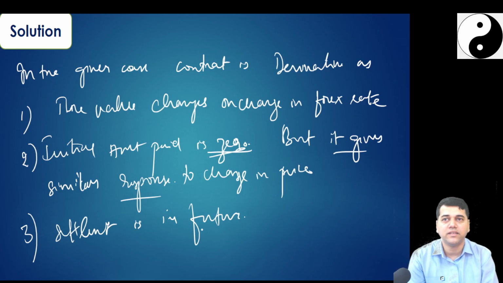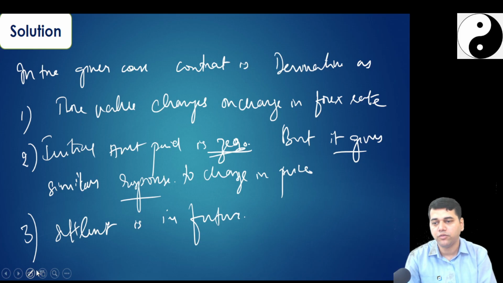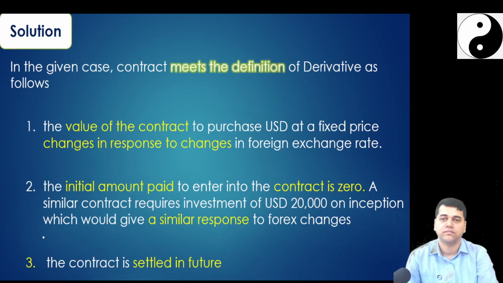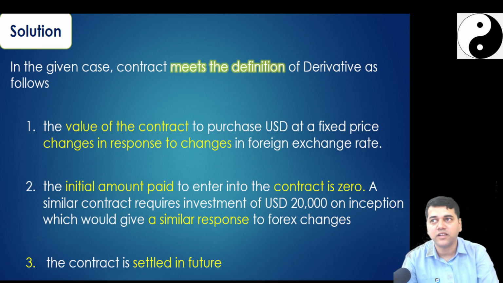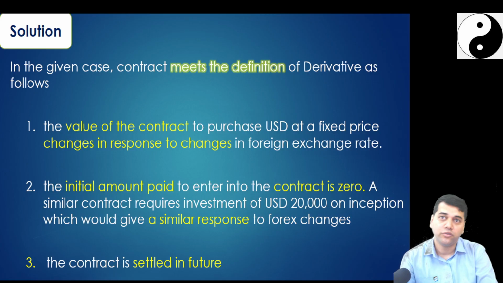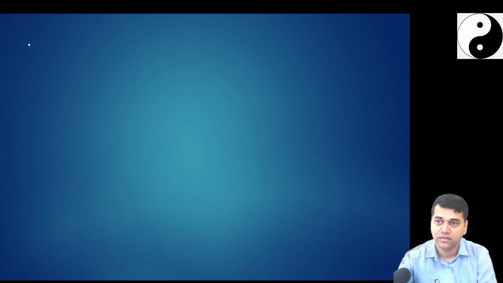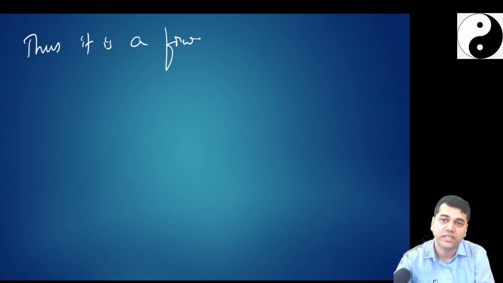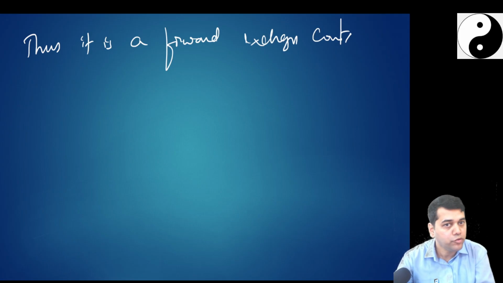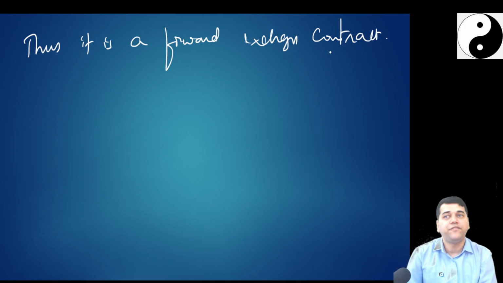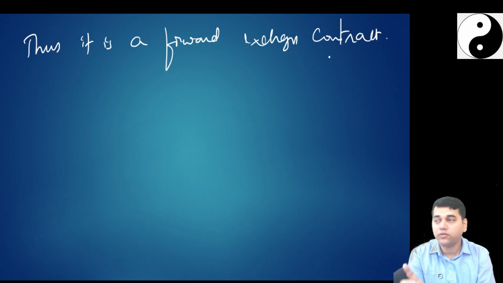So first you explain that this is a derivative contract. This meets the definition of a derivative contract. If it is the case, they said recognition. Recognition means only if it is a derivative you can recognize it. So is it a derivative? Yes. Thus, it is a forward exchange contract. Now you recognize it.